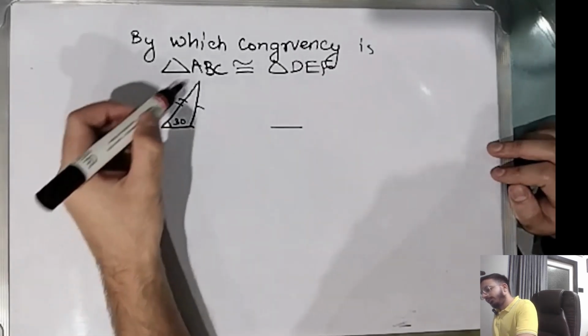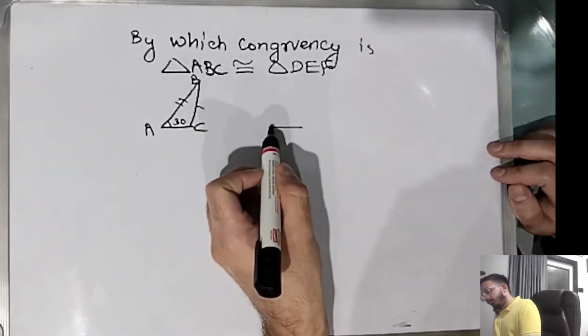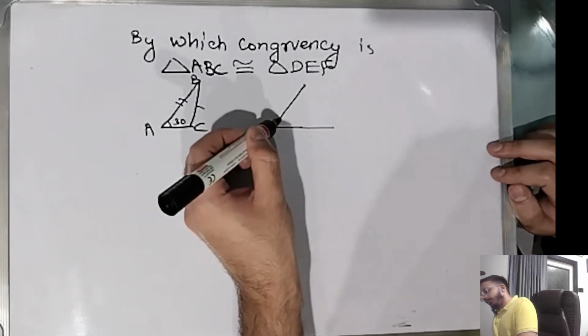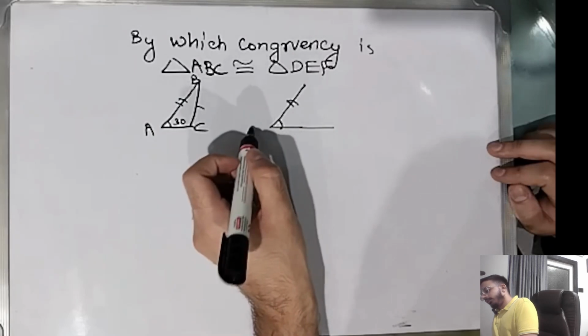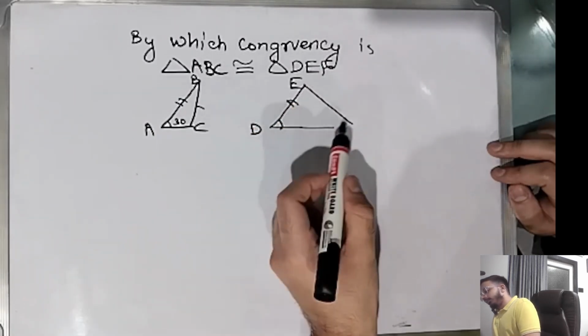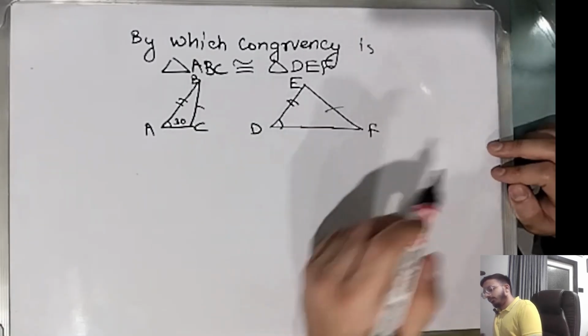And there's another, this is ABC, okay? Let me name it ABC. And this is 30 degrees as well. This is DE, and this is DEF. This is equal to this.